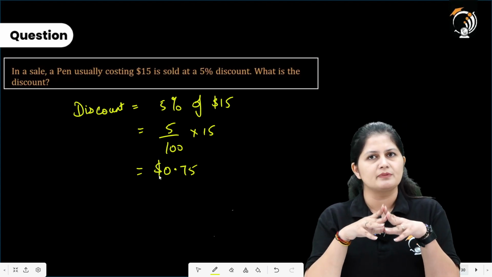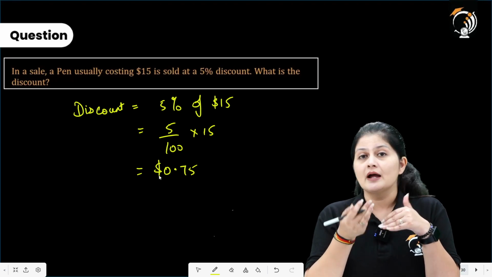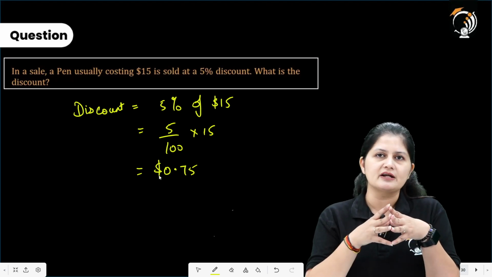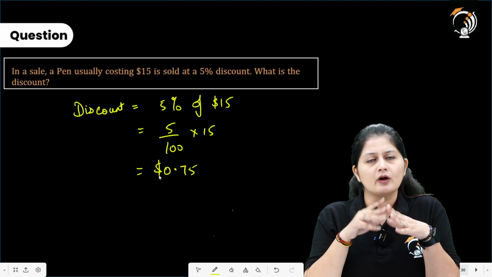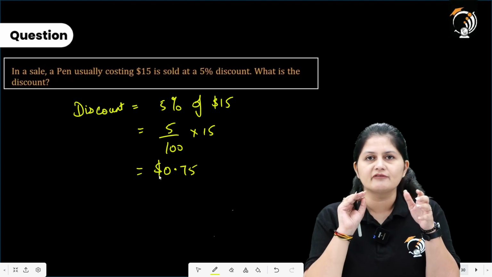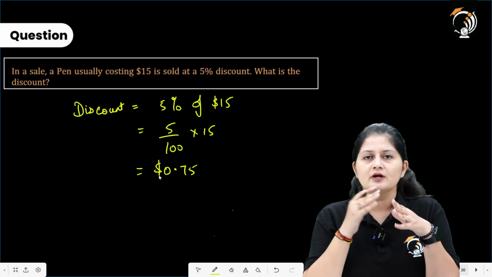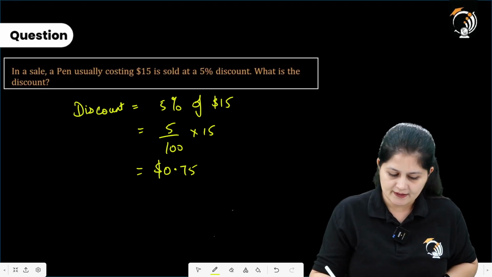So here the question can be anything. The question was simply asking what is the amount of discount that is being offered. But just in case the question comes in front of you where you need to find the discounted amount, or the amount he needs to pay after discount, in that case, whatever the marked price was, you are going to subtract the discount from it. Okay, clear?